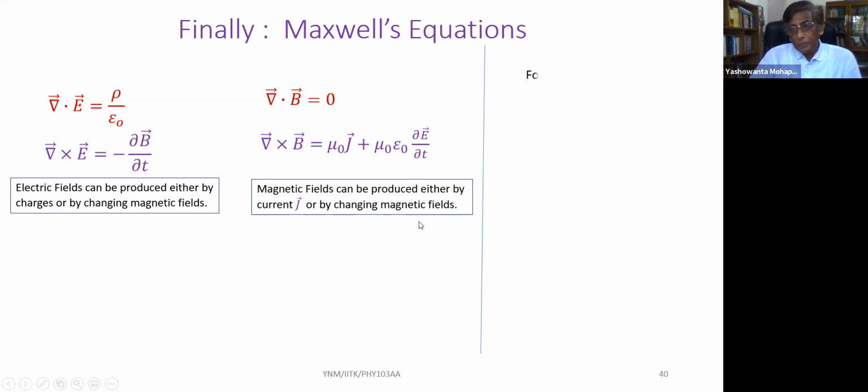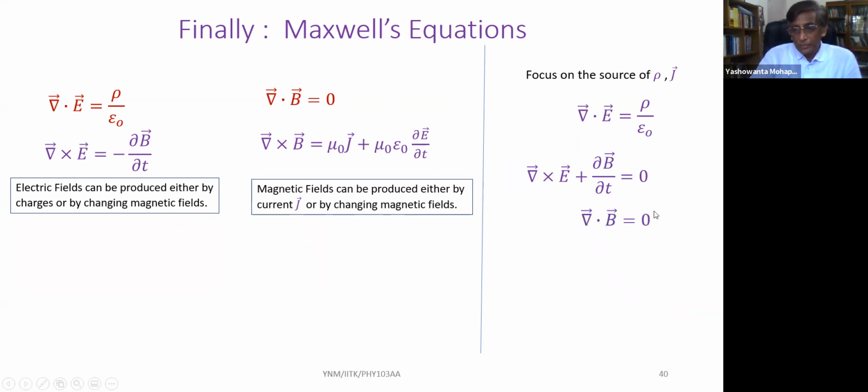If you focus on the source, then you can write it down slightly differently, just to show. So del dot E is rho by epsilon naught, and you can bring this on the left side, then del cross E plus del B by del t is equal to 0, and divergence of B is 0, and if you bring this one on this side, then mu naught J. So these are the physical source terms, apart from time dependence: rho by epsilon naught, mu naught J, and these are of course 0 in these terms. So that is a way of looking at it.